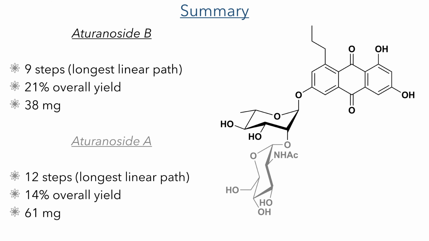So to summarise, the authors managed to synthesize Aturanoside B with 9 steps in the longest linear path in a 21% overall yield with a final yield of 38 milligrams. Aturanoside A, however, was produced in 12 steps in the longest linear path with a 14% overall yield of 61 milligrams.